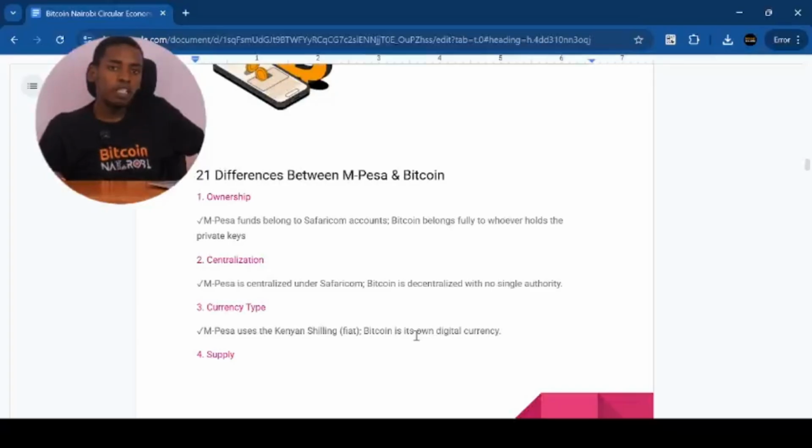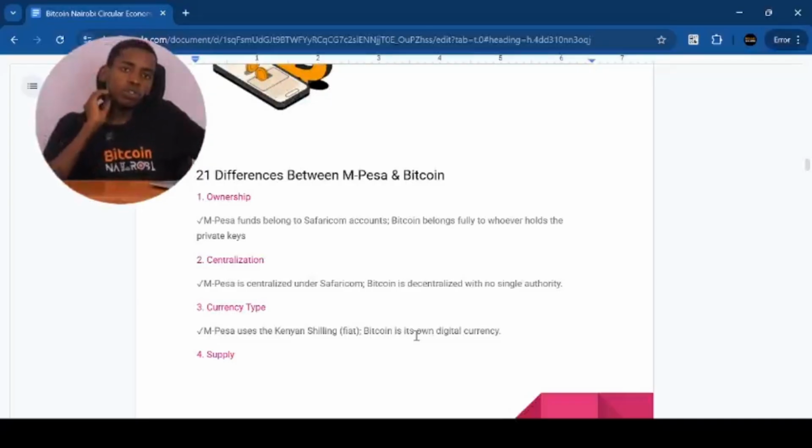In M-PESA, it means that Safaricom can lock your account. Let's say they suspect that maybe you stole the funds or maybe you received the funds incorrectly. They were not meant for you. That's why there is a feature when you send money to someone, you can call Safaricom to reverse the transaction. So this means that Safaricom actually holds the funds in your M-PESA. But in Bitcoin, nobody owns those funds. It's only you, the owner of the private key, who owns the funds.